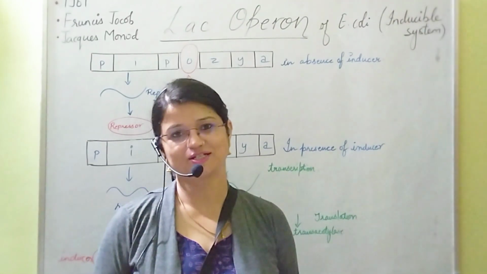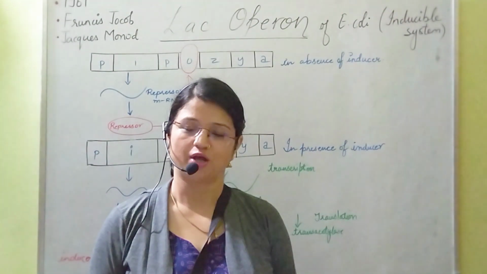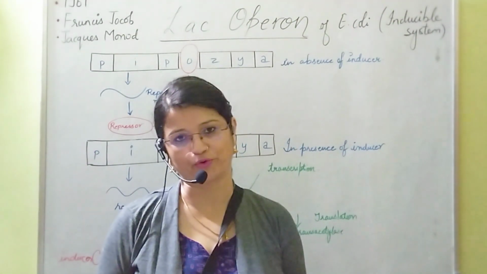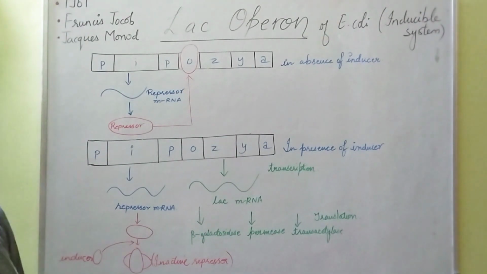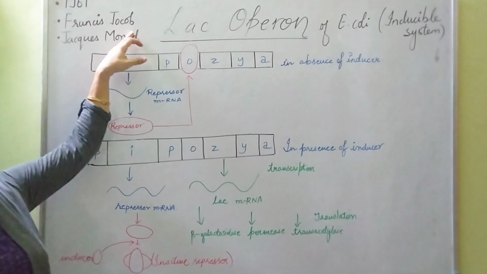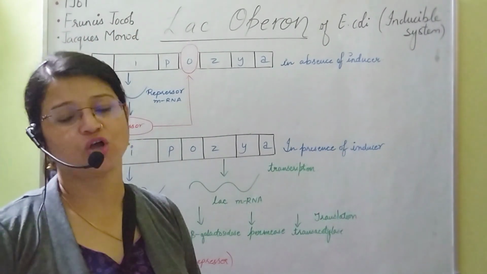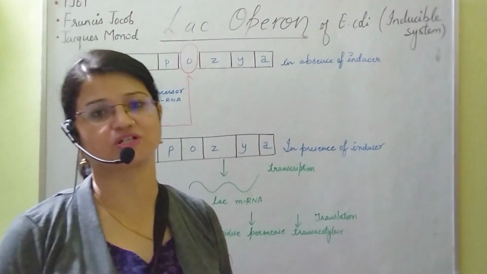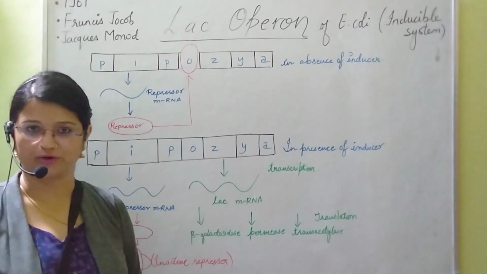Hello students. Today we will discuss the Lac Operon. So let's see what is Lac Operon. In the year 1961, two famous microbiologists, Francis Jacob and Jacques Monod, proposed a mechanism of regulation of gene expression in E. coli and called it the Operon model.